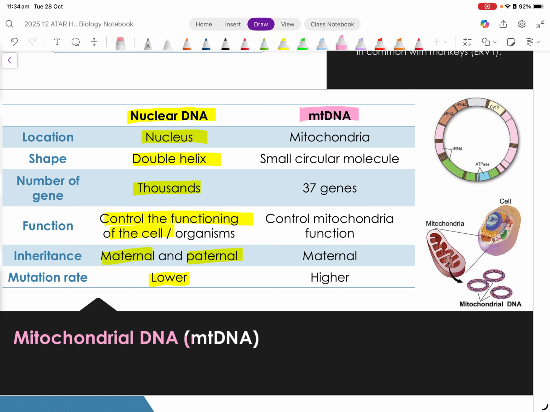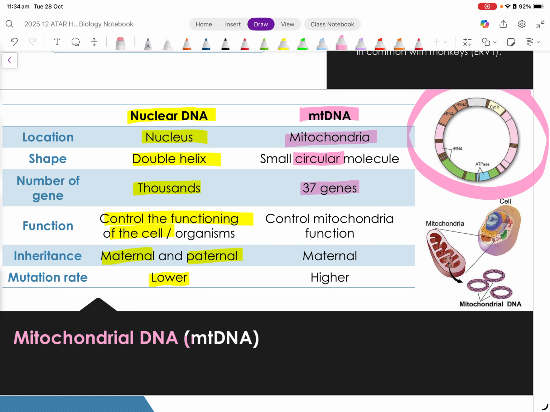mtDNA. So in terms of this mtDNA, where's it found? Well, the name gives it away. Mitochondrial DNA is found in the mitochondria only. Now, it's a small circular molecule, as we can see over on the right-hand side of the slide here. And this circular molecule itself is quite small, only containing 37 genes, as opposed to the thousands that are contained within the nucleus of nuclear DNA.